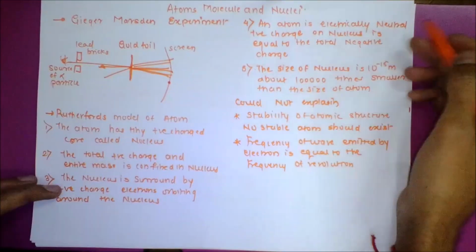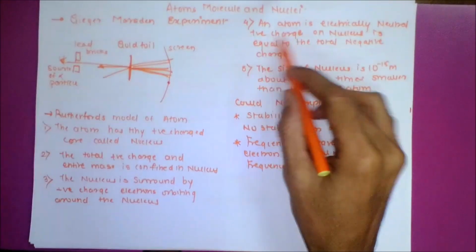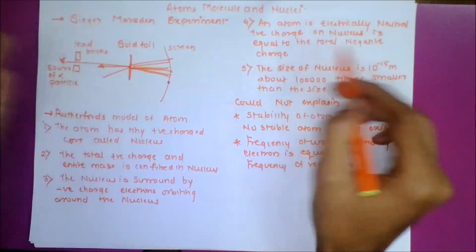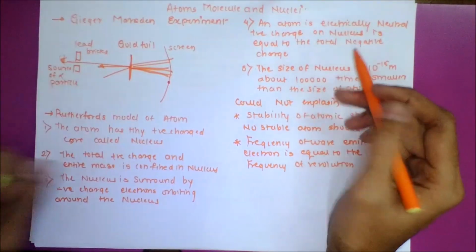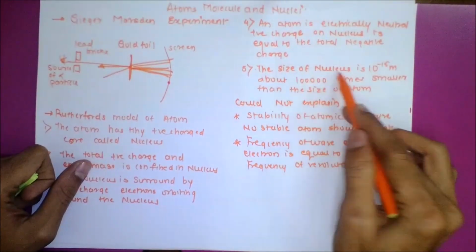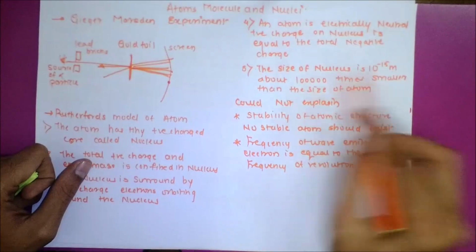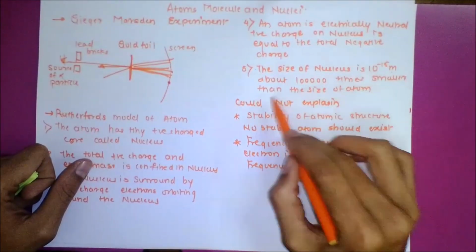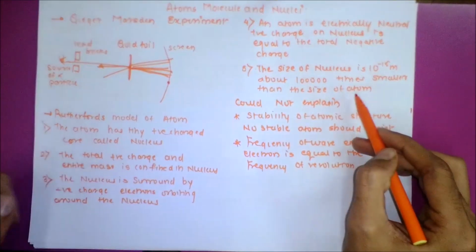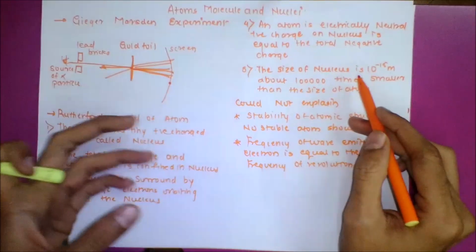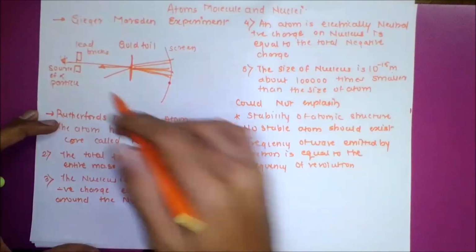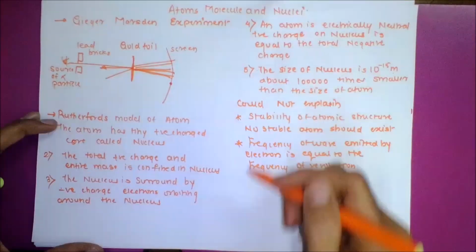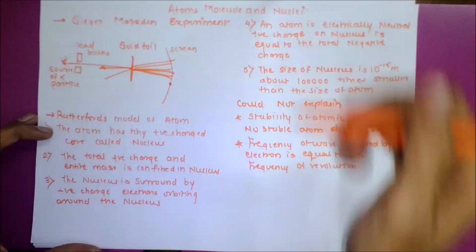Also, the atom is electrically neutral because the number of positive charges on the nucleus is equal to the total negative charges. So an atom consists of an equal number of protons and electrons. The size of the nucleus is 10 to the power minus 15 meters. It is about 1 lakh times smaller than the size of an atom. These were the statements made by Rutherford.